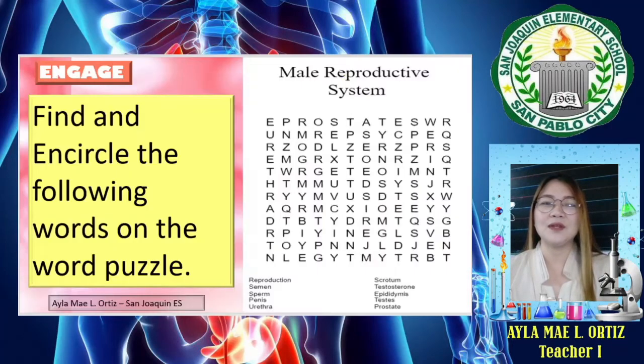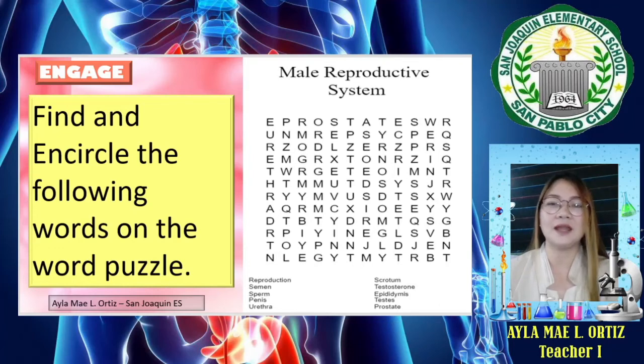Okay, so let's have first a game. So this game is the male reproductive system puzzle. What you need to do is to find these following words: reproduction, semen, sperm, penis, urethra, scrotum, testosterone, epididymis, testis, and prostate. So after you find those words, let's continue with our activity.